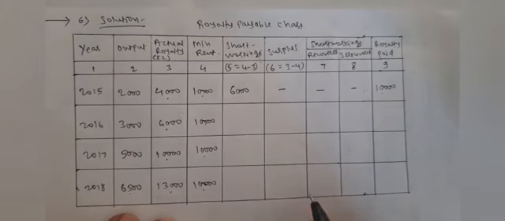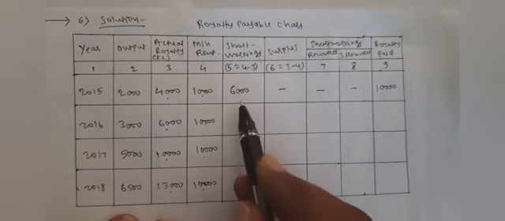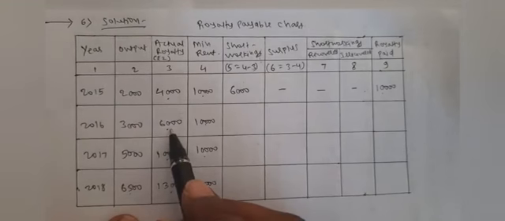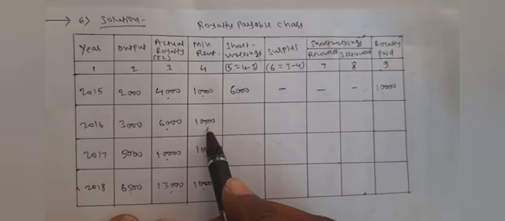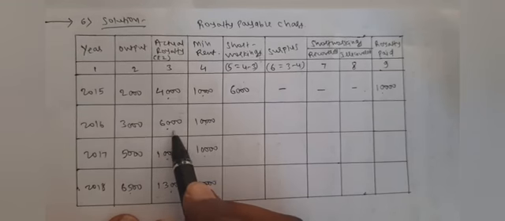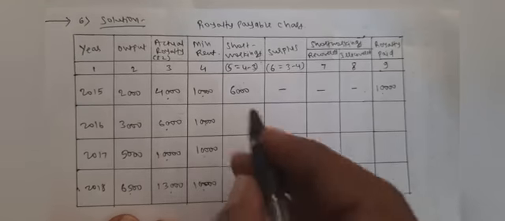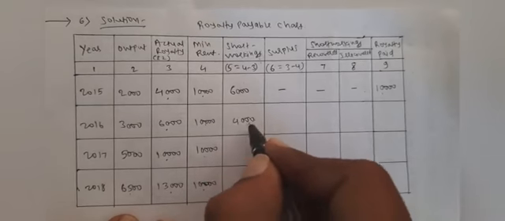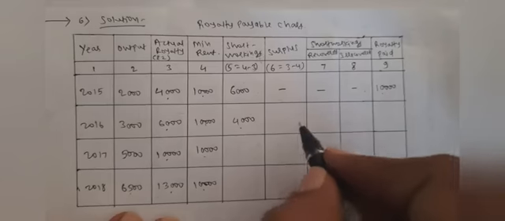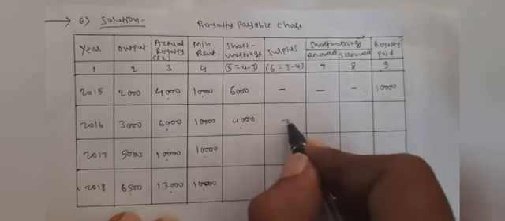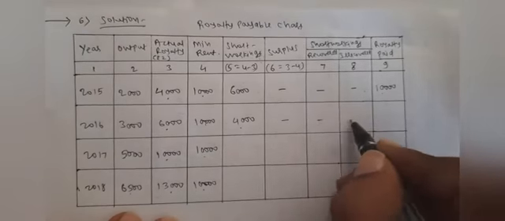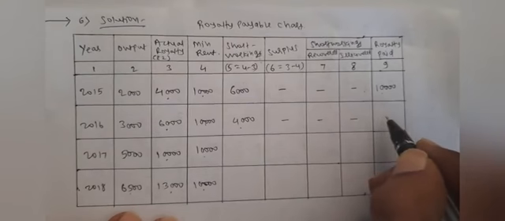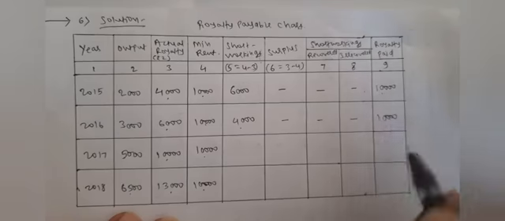Next, 2016, short workings. Actual royalty is 6,000, minimum rent is 10,000. So actual royalty is less than minimum rent, by 4,000. So short workings is 4,000, no surplus, no recovered, no irrecoverable, royalty paid is 10,000.